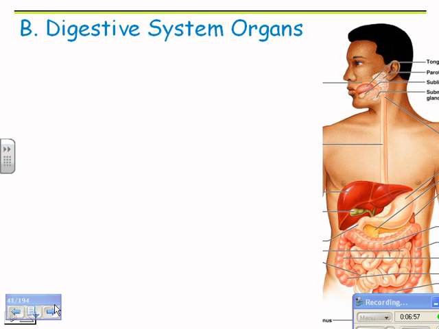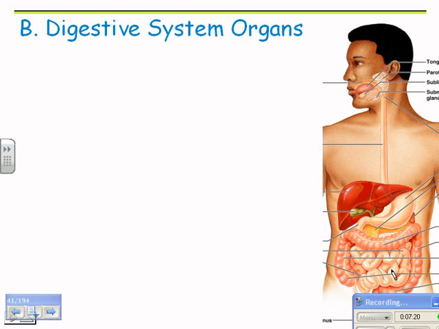Okay, digestive system organs. So you can see the organs here. There's the mouth with the salivary glands that make saliva. The pharynx is here, it's the throat. Here's the esophagus, the stomach. The small intestine is all of this. There are other organs that secrete stuff into the small intestine. The yellow thing here is the pancreas, here's the liver, and here's the gallbladder.